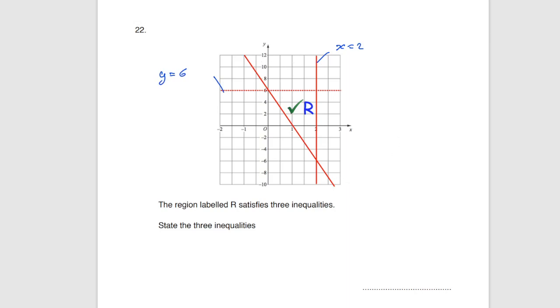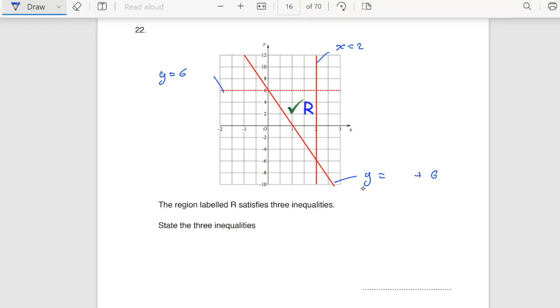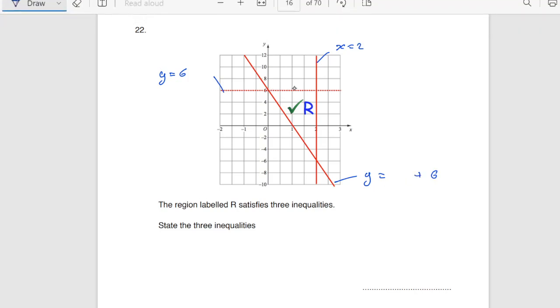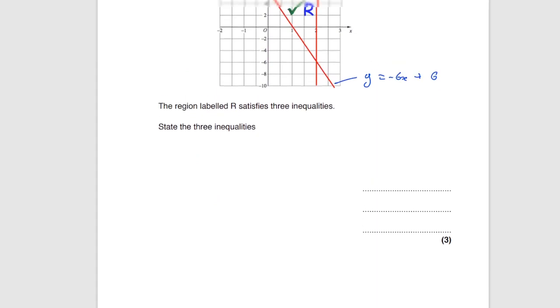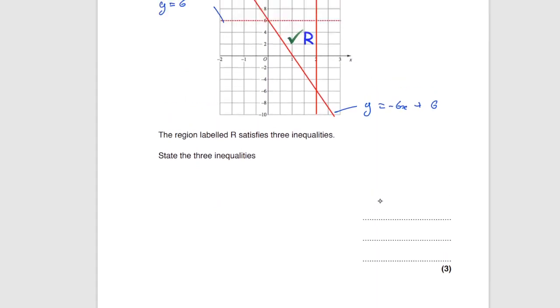And then the third line here would be the equation y is equal to, it has an intercept on the y-axis of 6. And it has a gradient of, for every 1 square across, it goes down 6. So it's got a gradient of minus 6, so minus 6x. So in effect, I'm almost at the point where I can write my 3 inequalities. I'm going to write those equations with the equal signs missing out for now.